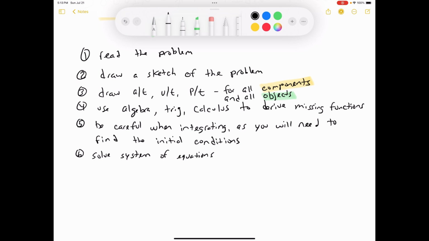And then I have a note in here. Be careful when you're integrating, because when you integrate a function, you're going to miss the initial conditions. It won't come out of the math. You'll just have to know what the initial conditions are. So just be sure when you're integrating that you find out what your initial conditions are and then add that to your function. And then you're going to have a bunch of functions, and you're going to have to set one function equal to another, possibly, or solve a system of equations to come up with your actual answer.